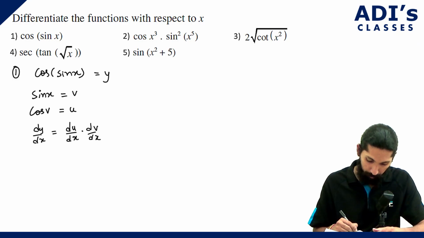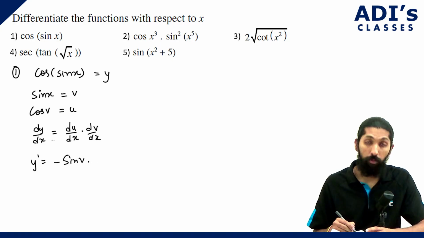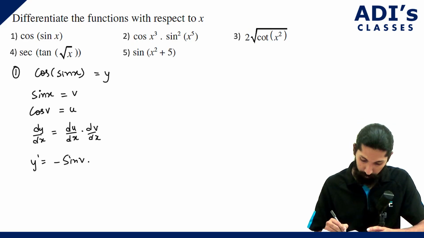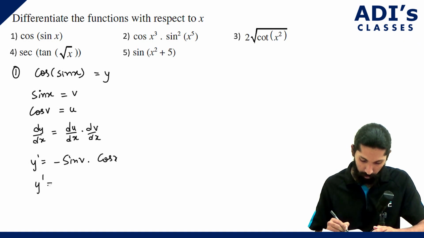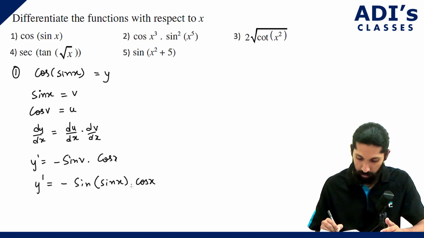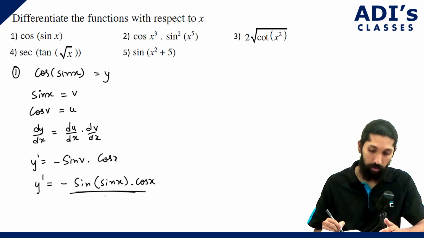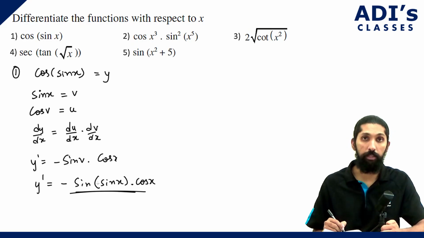So what do we get? dy by dx, y dash is equal to minus sin v into, what is the derivative of sin x? Cos x, correct? So we get y dash is equal to minus sin of, what is v? sin x. Minus sin of sin x into cos x. This is going to be the answer for the first question. Very simple.